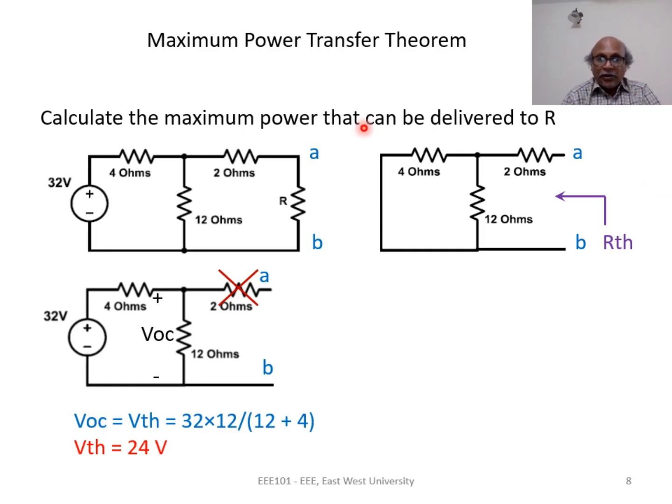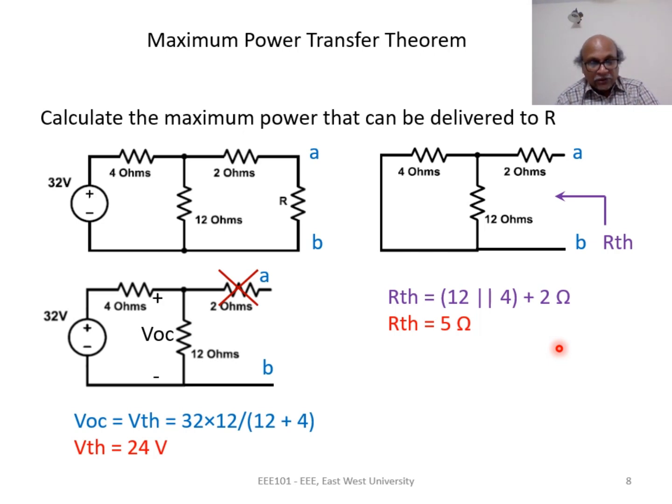This is a very simple resistive network. We can easily say that this 4 ohms and 12 ohms are in parallel and the parallel combination is in series with 2 ohms. So RTH is 12 and 4 ohms in parallel, 2 ohms is in series. So we get RTH is equal to 5 ohms.